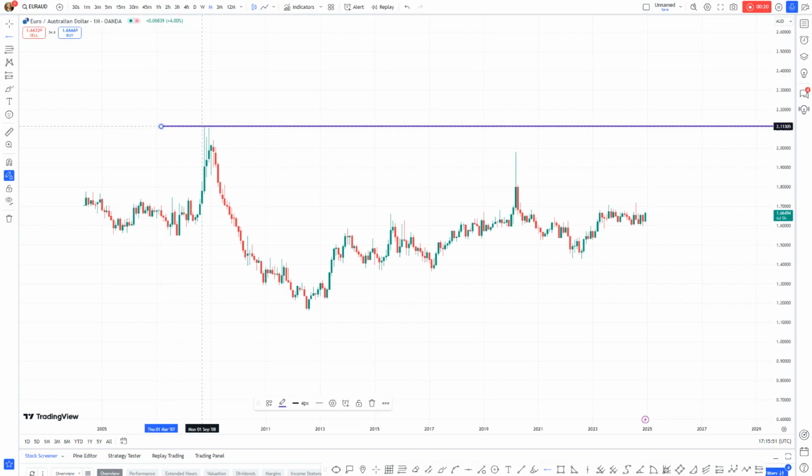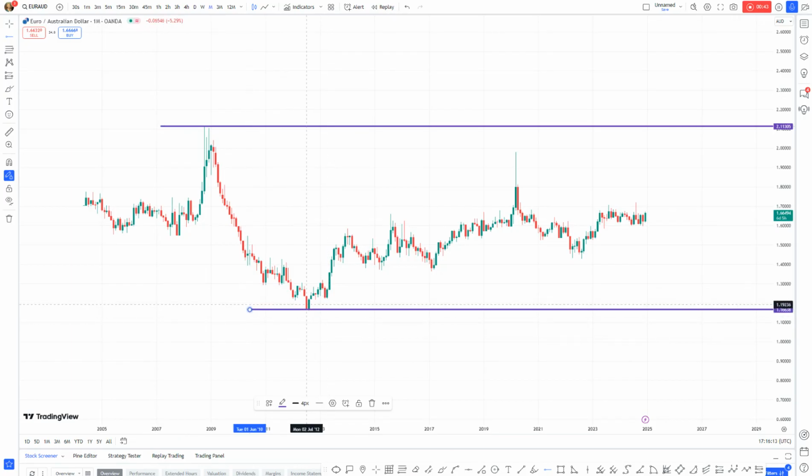In 2008, the value of AUD was as much as 2.100305 Australian dollars for 1 euro, and that price fell to this level in 2012. So now we can see what's going on, and that the market is now neutral. Euro AUD is neutral.